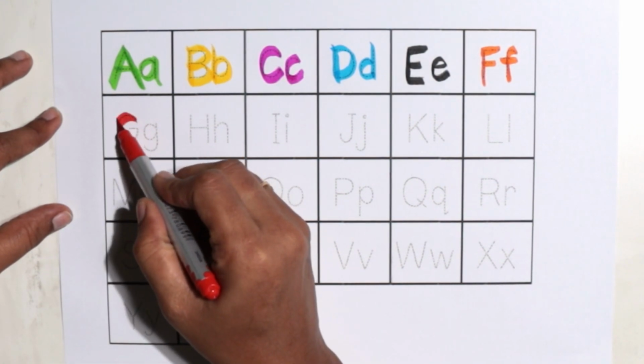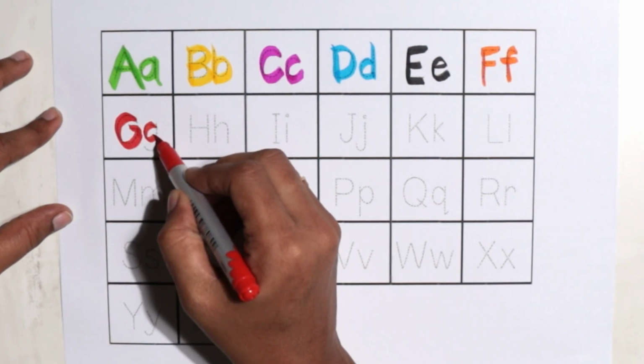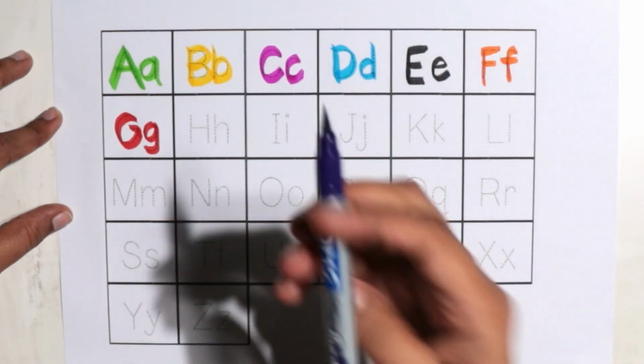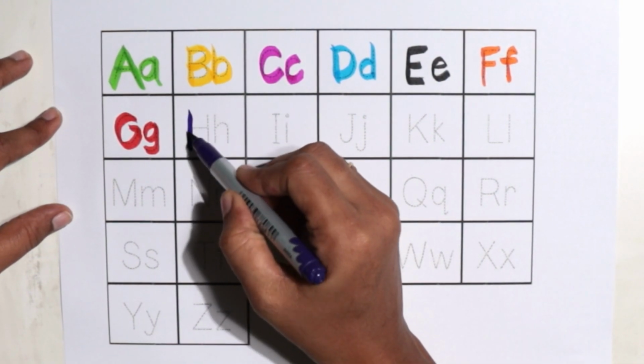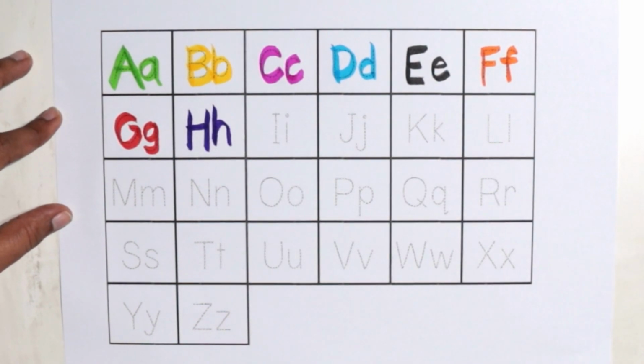Red color, G. G for goat. Purple color, H. H for horse.